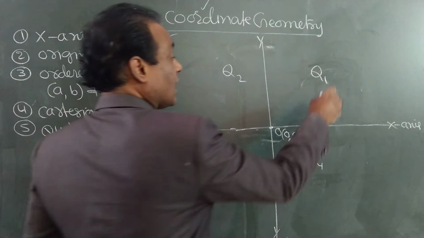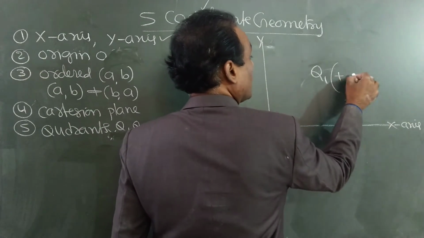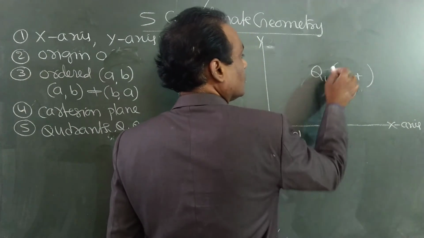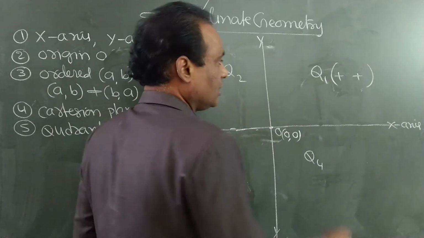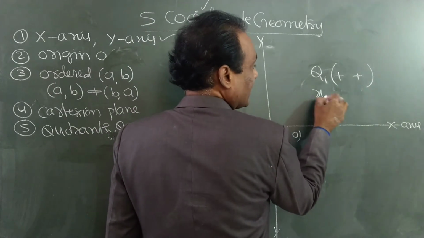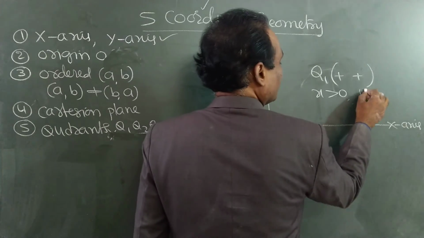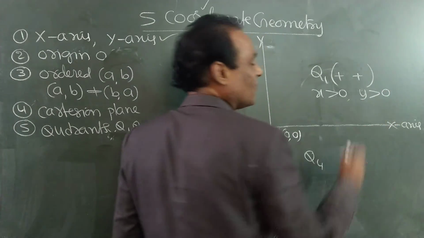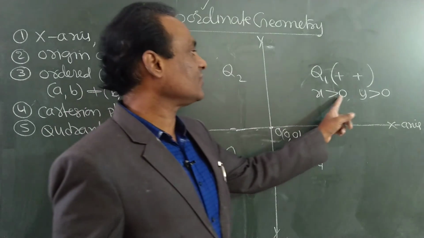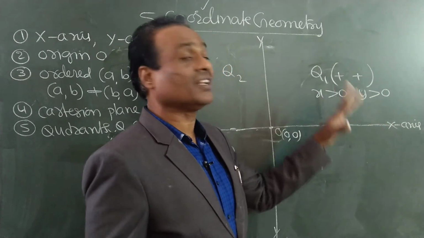In the first quadrant, both x is positive, y is positive. X positive, y positive, we can write like this also. Greater than 0 means positive. X greater than 0, y greater than 0. If x greater than 0, y greater than 0, the point lies in first quadrant.